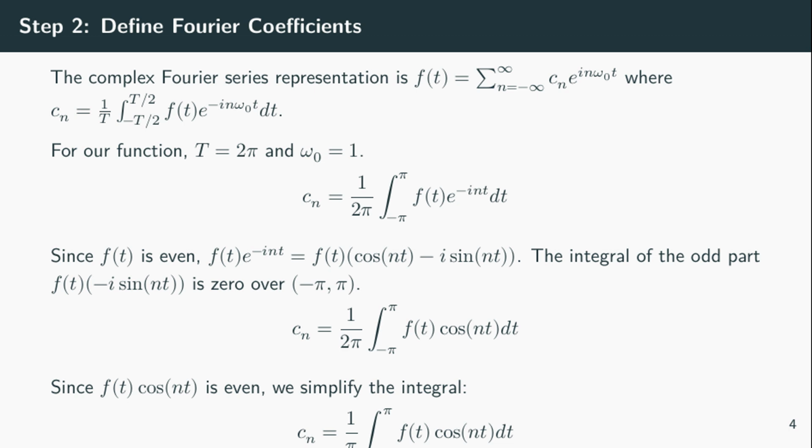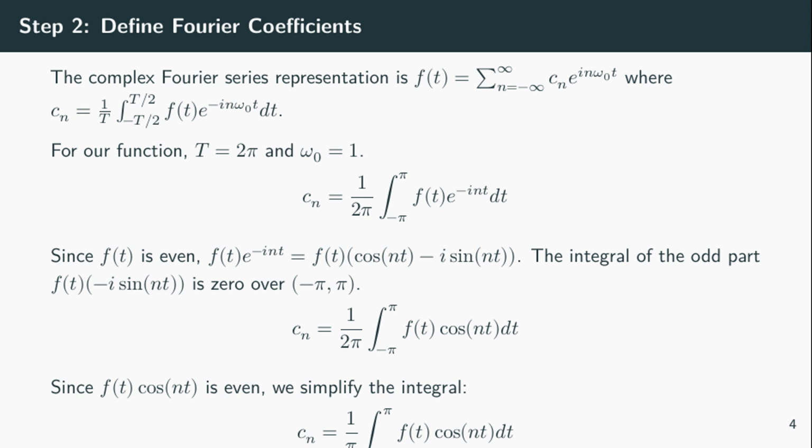The function f of t can be written as the sum from n equals minus infinity to infinity of c_n times e to the power of i n omega 0 t. The formula for the complex coefficient c_n is 1 over T times the integral from minus T over 2 to T over 2 of f of t times e to the power of minus i n omega 0 t dt. For our function, T is 2 pi and omega 0 is 1, so c_n is 1 over 2 pi times the integral from minus pi to pi of f of t times e to the power of minus i n t dt.